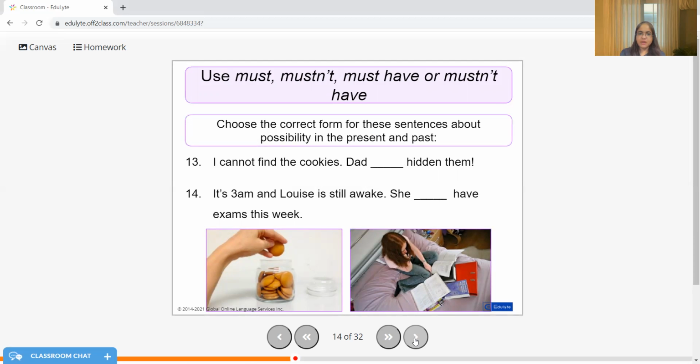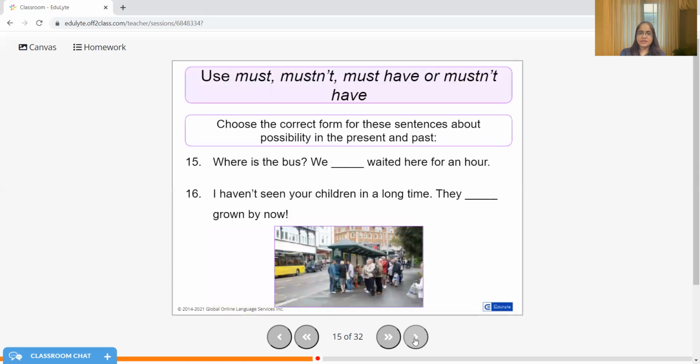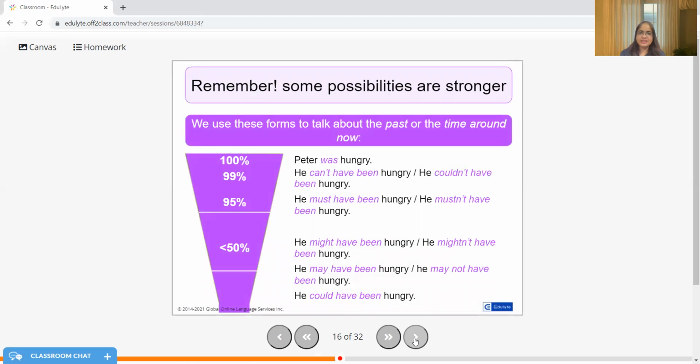It's 3 a.m. and Louis is still awake. She must have exams this week. Where is the bus? We must have waited here for an hour. I haven't seen your children in a long time. They must have grown by now. I'm sure you are able to understand it.